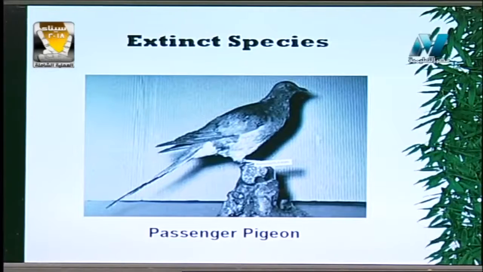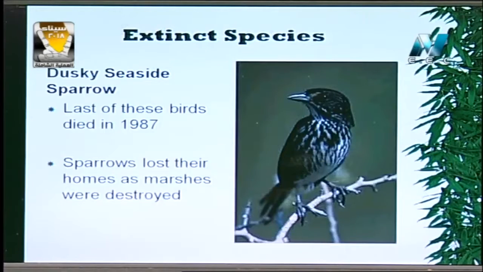So we will see. We have here extinct species like the passenger pigeon. In the past, the pigeons used to carry messages. Yes, exactly. So this species has gone extinct. Also, we have the dusky seaside sparrow, one of the sparrows. The last of these birds died in 1987. Sparrows lost their homes as marshes were destroyed. And marshes means green areas that these birds used to live in, but they were destroyed by the human factor, by people.